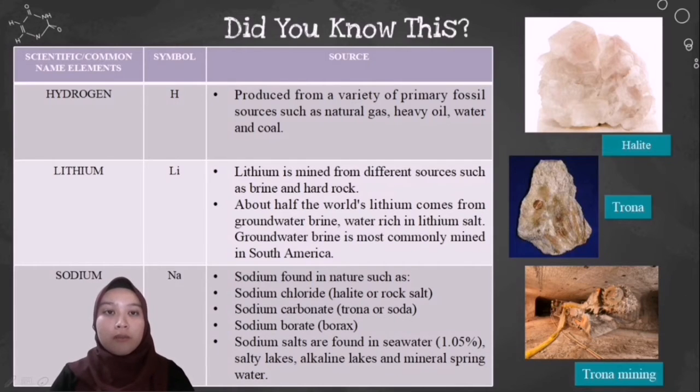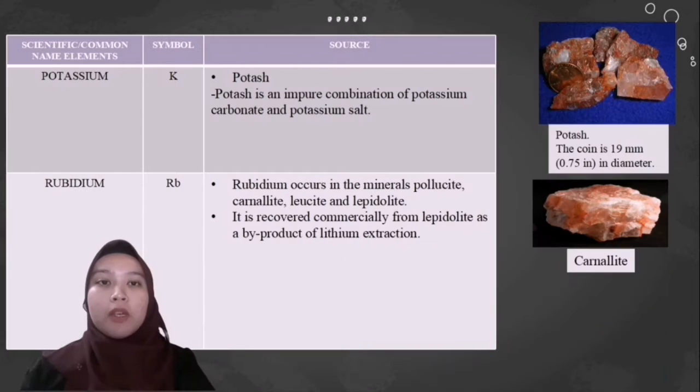The next one is sodium. Sodium is found in nature in compounds such as sodium chloride, sodium carbonate, and sodium borate. Okay, so we can see the halite and trona here, and this is the trona mining. Okay. The next element is potassium. Potassium comes from potash. Potash is an impure combination of potassium carbonate and potassium salt. There we can see the image of potassium with a coin that has a diameter of 19 mm.